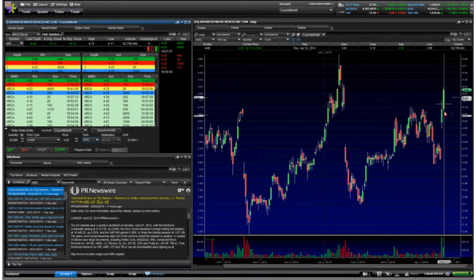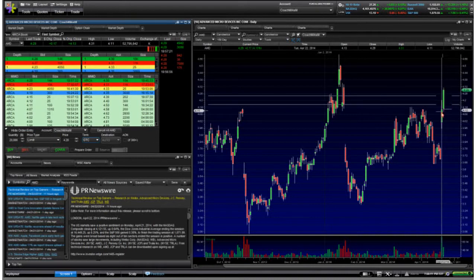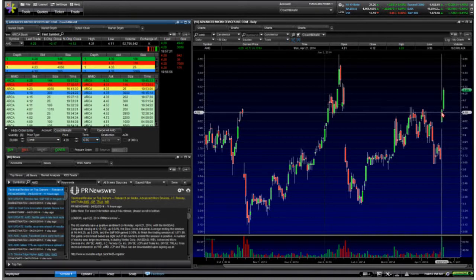So we're sitting at 412. We want to give it some leeway because that's what real traders do. You got to give some to be able to get more. And we could put a stop order in at 394.